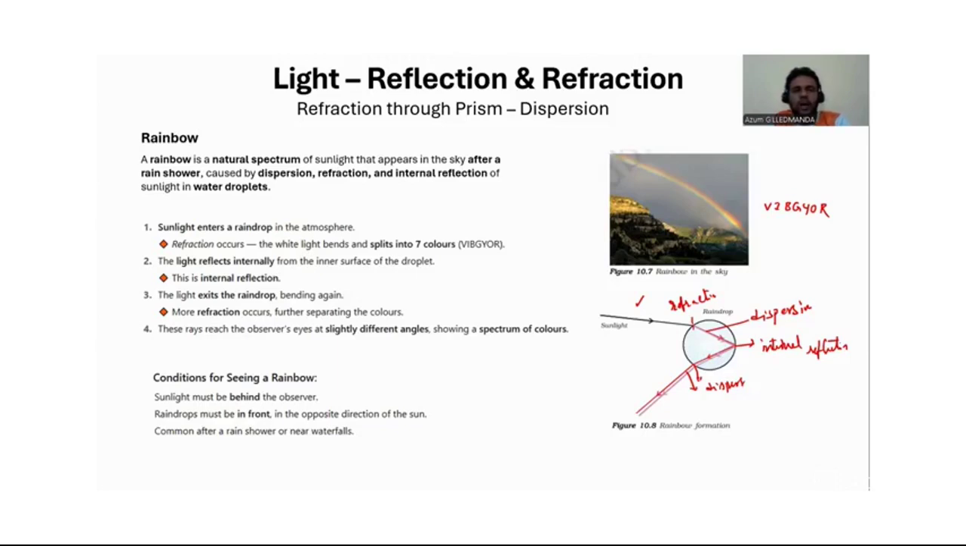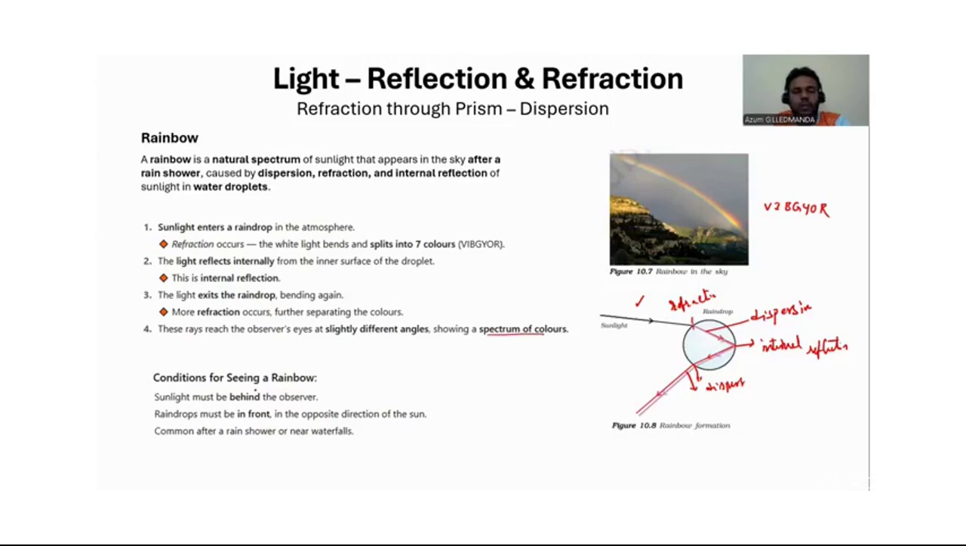Now, how is this formed, right? Sunlight enters a raindrop in the atmosphere. It refracts and splits into 7 colors at the first incidence. Then the light gets internally reflected on the internal surface, that is internal reflection. And then that light exits the raindrop and there it is further dispersed. These rays reach the observer's eye at slightly different angles, showing the spectrum of colors.